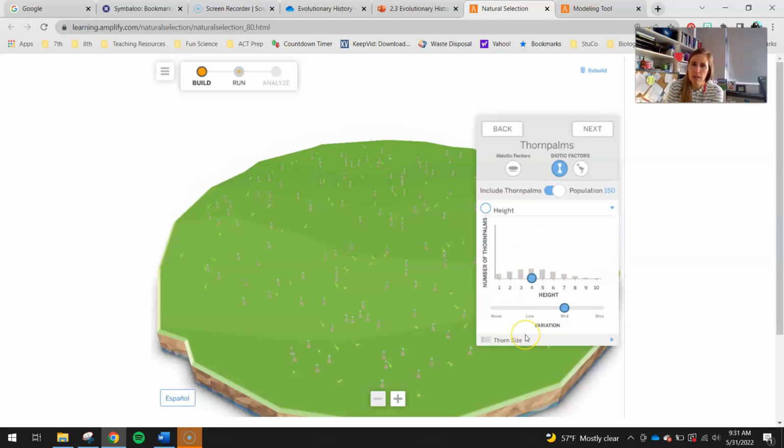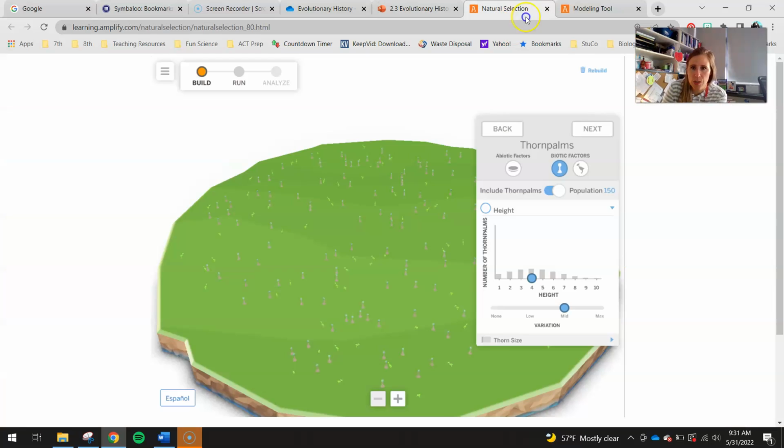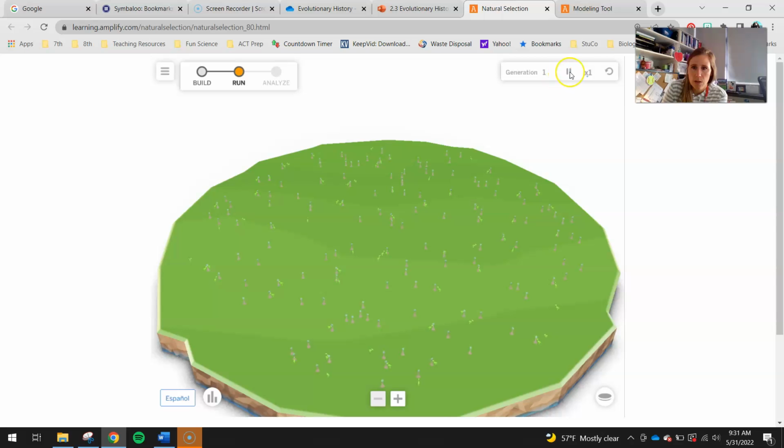Okay, so as far as variation, we're going to see a lot of taller ones, but we're also going to see some smaller ones as well. Okay, and then go ahead and press run and observe the changes. When you do that, remember to change your speed to 40, otherwise you're going to be here forever. So you're watching 50 generations.